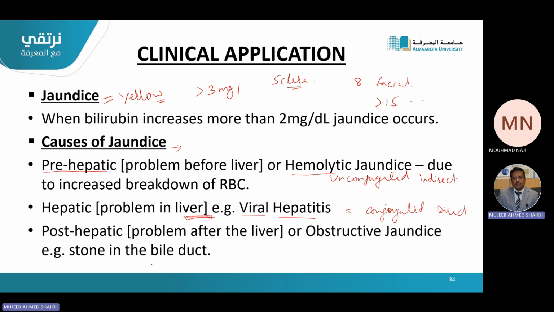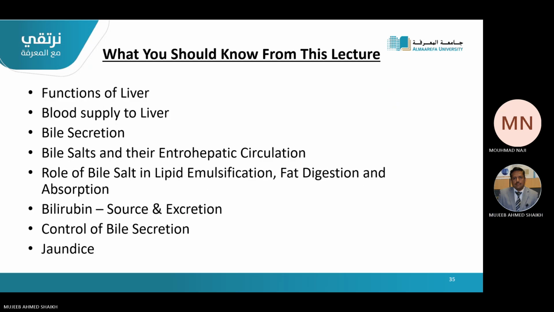There can be a problem after the bile enters into the duct, that is called post-hepatic. That can be a problem related to obstruction of the bile duct or anywhere in the path. It is called obstructive jaundice. Most common is the stone in the bile duct, a stone blocking the path of the bile secretion.